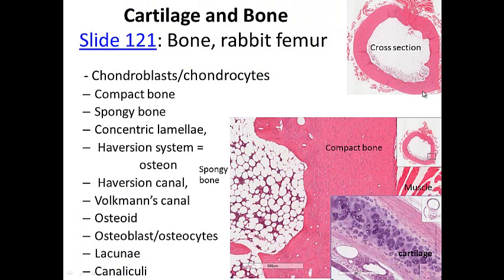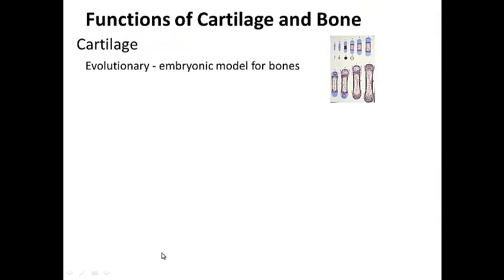There's a host of cells that we have to be able to identify: chondroblasts, chondrocytes, osteoblasts, osteocytes, and osteoclasts. Spongy bone or compact bone, cartilage, perichondrium, muscle. There are various things that we'll talk about today. But what is the function of cartilage and bone?